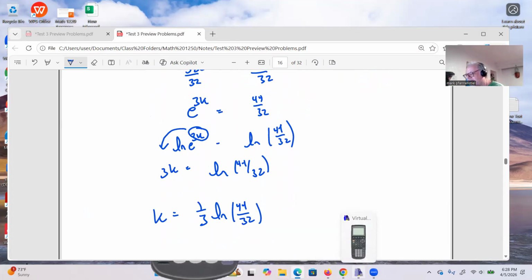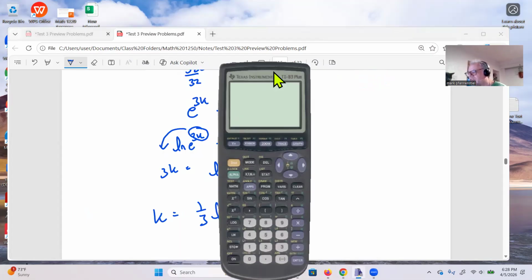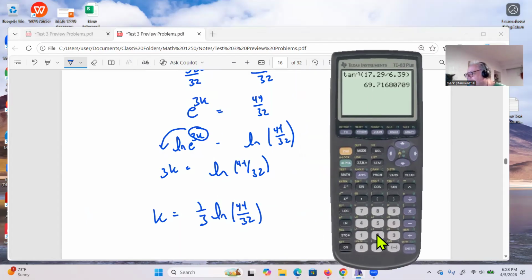So let's go ahead and turn to the calculator for just a moment. We need 1 divided by 3 times the natural log. I'm going to do it a slightly different way here. Where is my natural log? Right there. Natural log of 44 divided by 32.